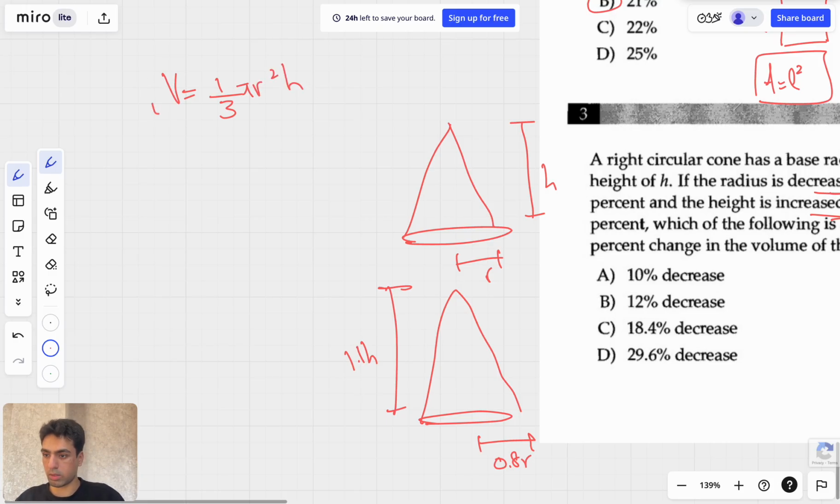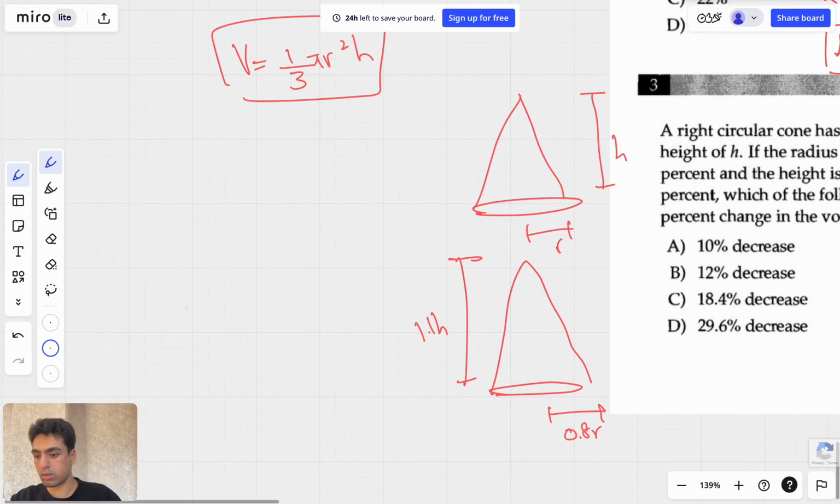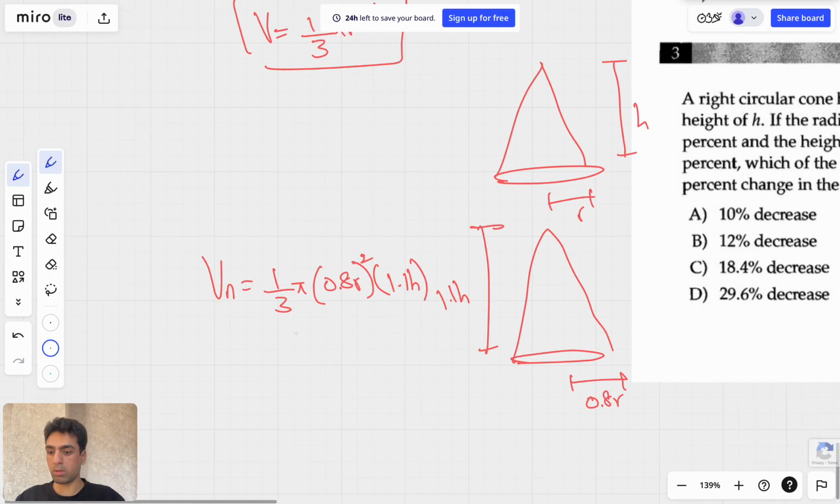So that's the original volume. If we find the new one, it's going to be 1 over 3 pi. The radius is 0.8 r. That's the new radius, and the new height is 1.1 h, and this is going to be squared. Now, if you solve for this, basically you just have to solve what's in the bracket. So 0.8 squared times 1.1.